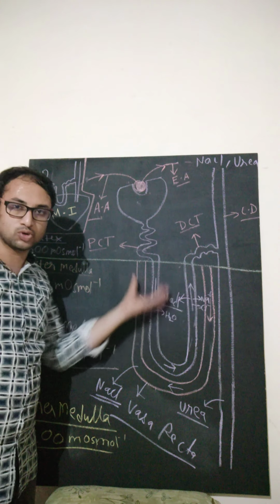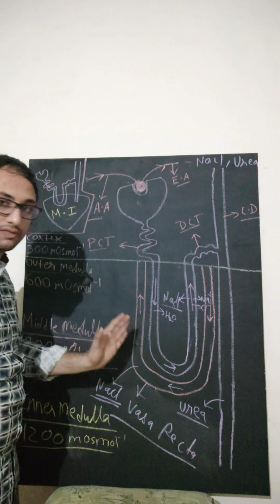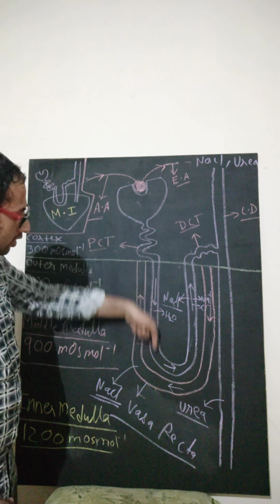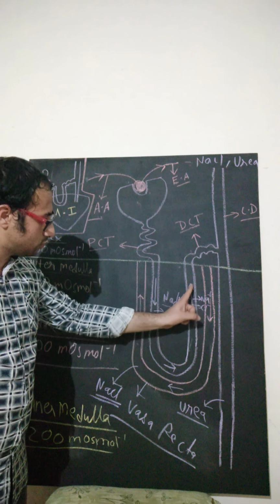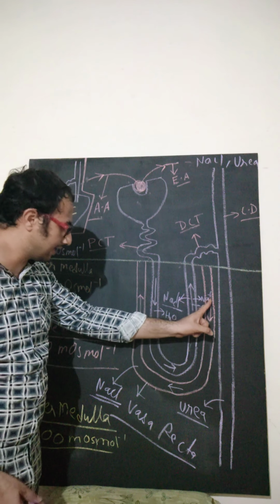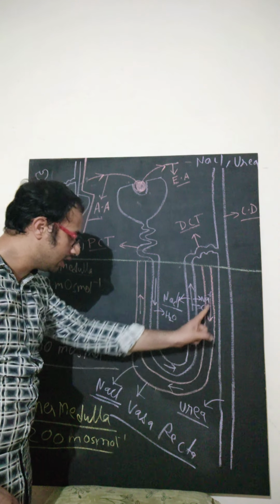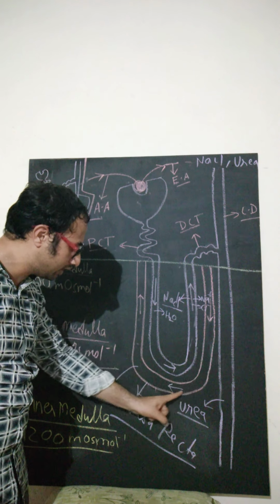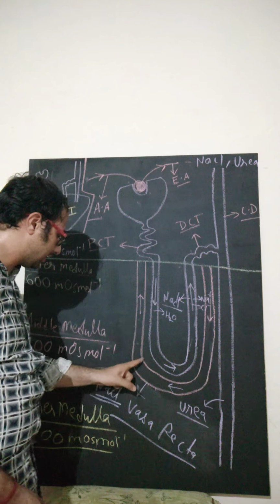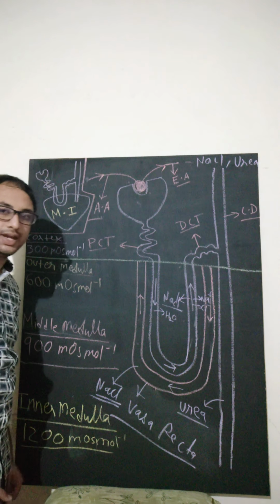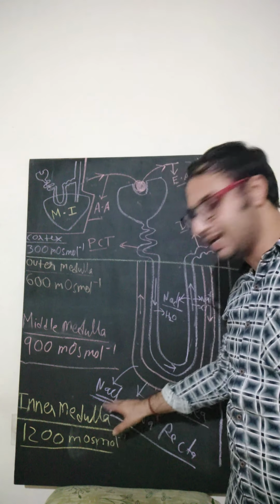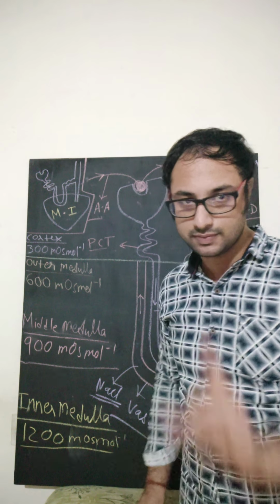Like this, the process continuously takes place because of counter current only. First of all, when the filtrate is moving up, NaCl comes out into the descending limb of vasa recta. From the descending limb of vasa recta, NaCl mixes with the blood and goes downward. And as this blood enters into the ascending limb of vasa recta, this NaCl comes out into the medullary interstitium. So what happens in this inner medulla? NaCl concentration will increase. Clear?